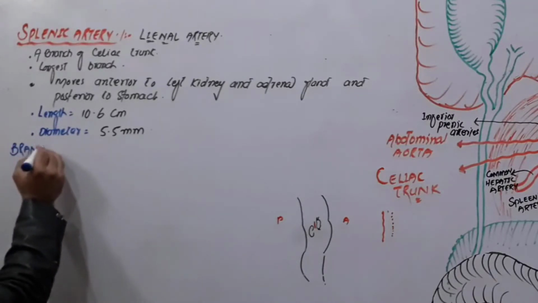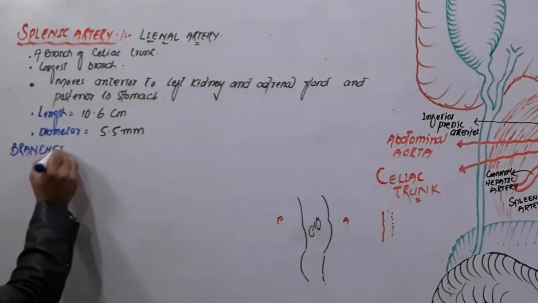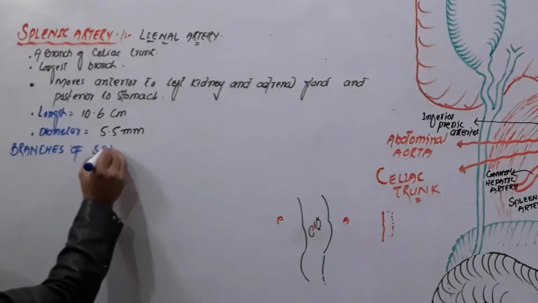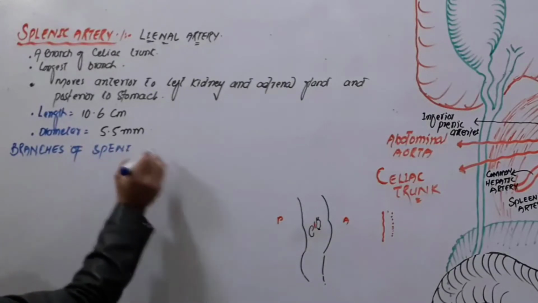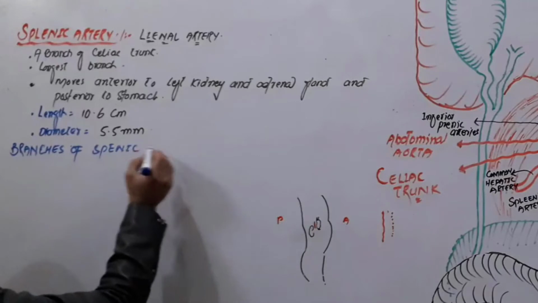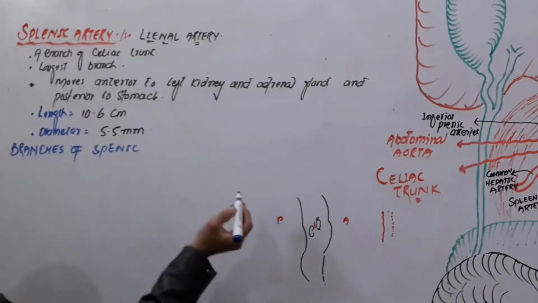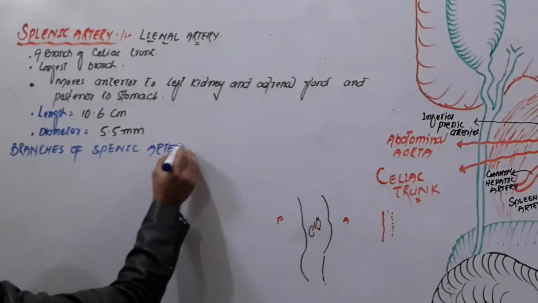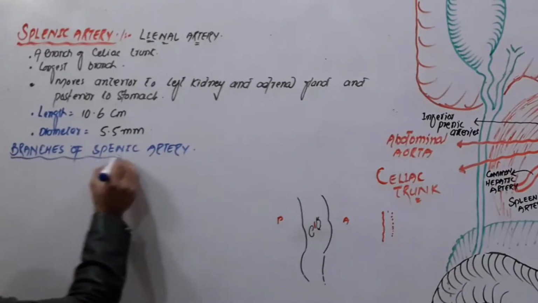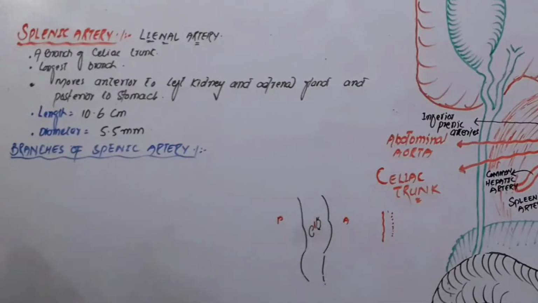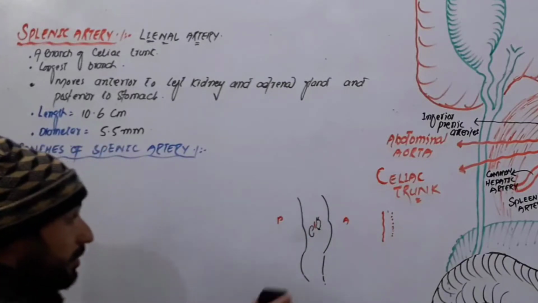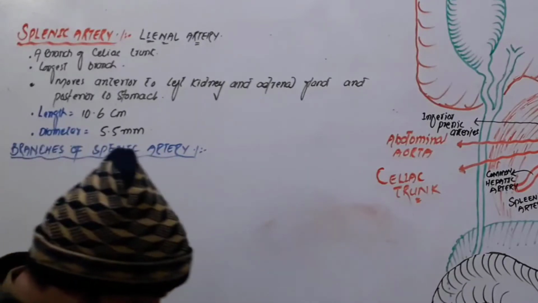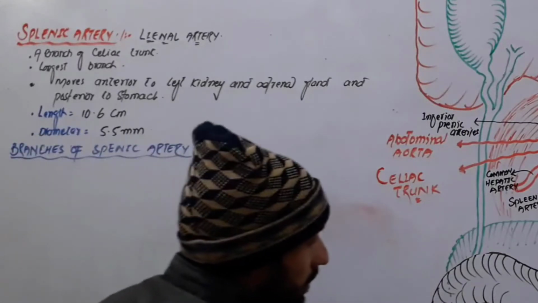You have to focus clearly to understand all those branches of the splenic artery, as the diagram is a little bit complicated, but don't worry, I will make it very easy for each of you. Branches of splenic artery. Let's focus on all those branches, and then we will clear all our doubts here in small diagrams. I will draw small diagrams to clear all those difficulties.